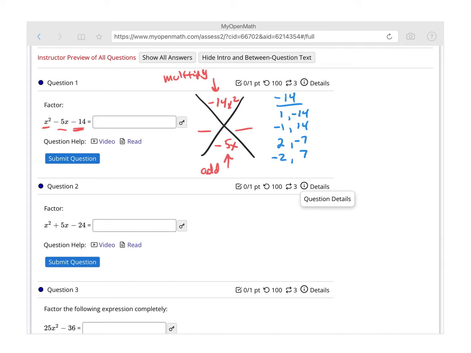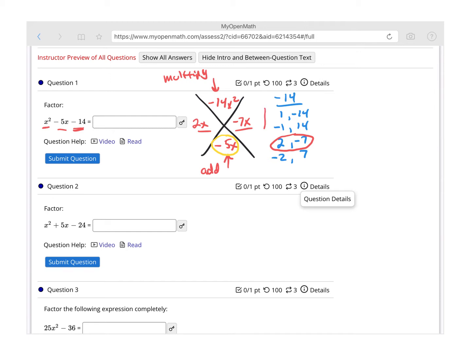Now what we need to do is say which ones of those will add up to a negative 5. So of those, which ones add up to a negative 5? And as it turns out, a positive 2 and a negative 7 add to negative 5. So that's where I put a 2x here and a negative 7x here. So these two numbers will multiply to equal negative 14x squared and add to equal negative 5x.